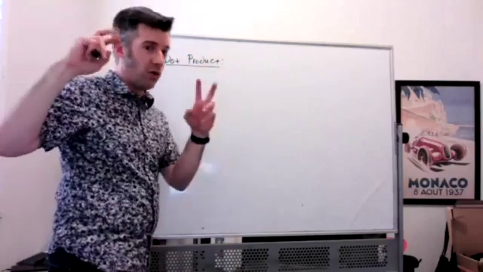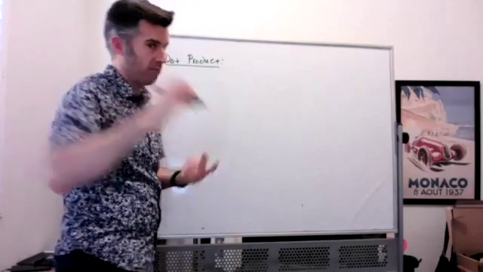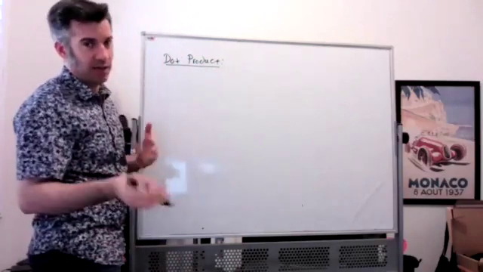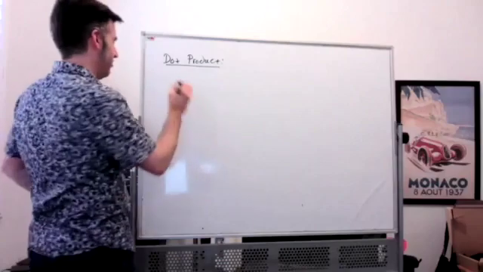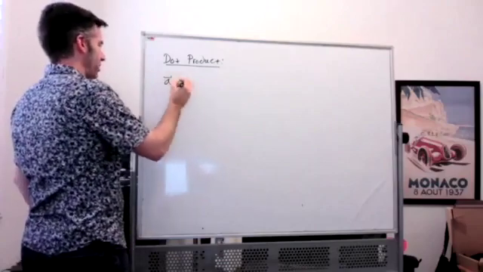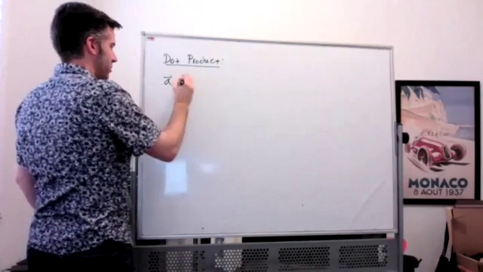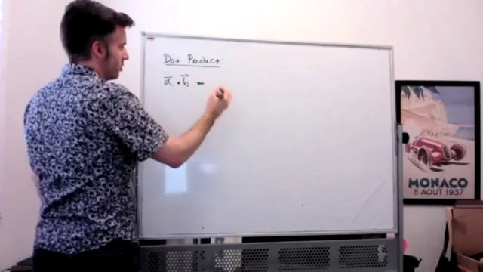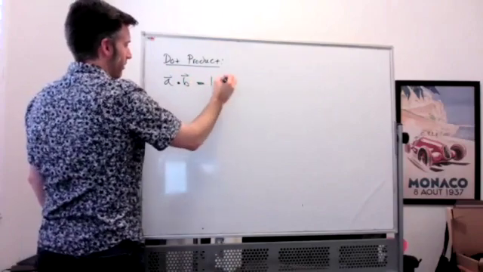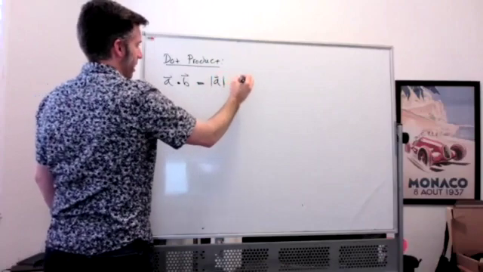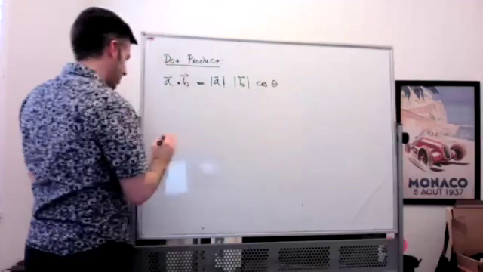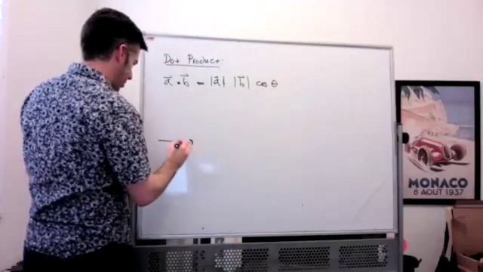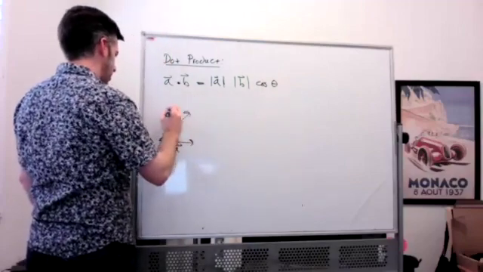The first way we talk about it is that the dot product of A and B is equal to the magnitude of A times the magnitude of B times cosine of the angle between them. So this is your A vector, that's your B vector, there's your angle.